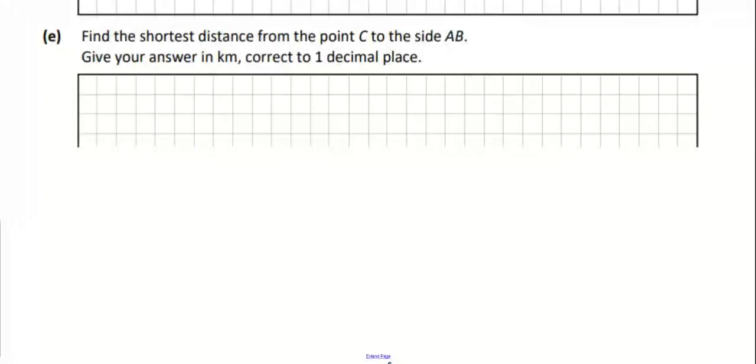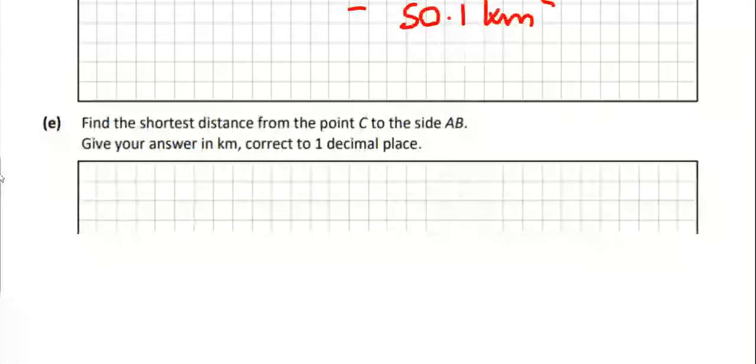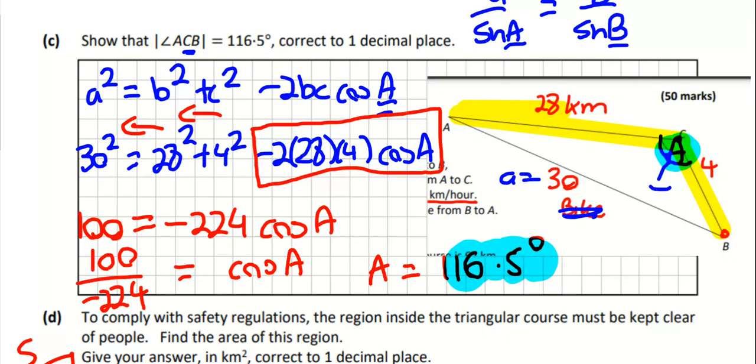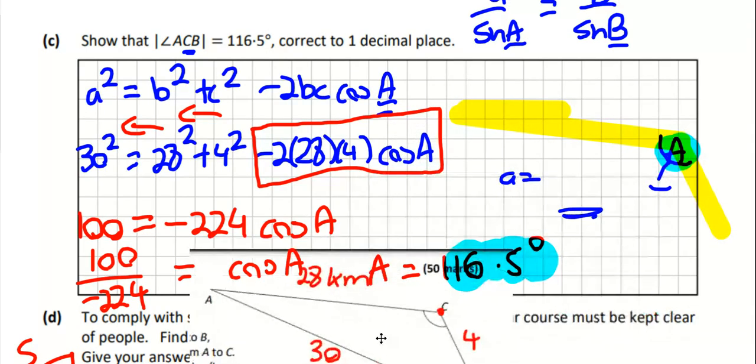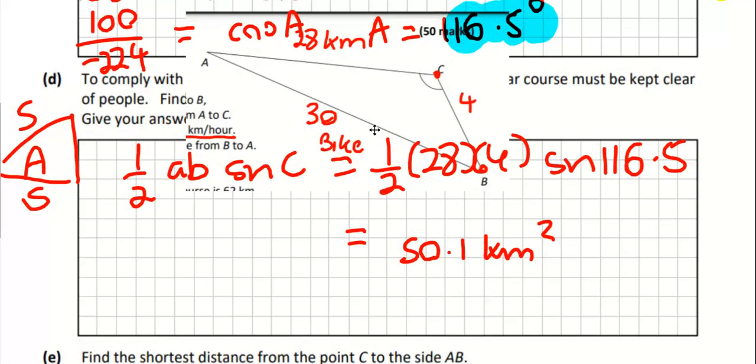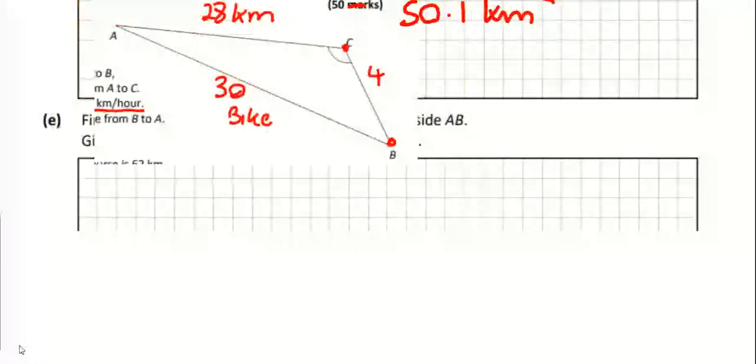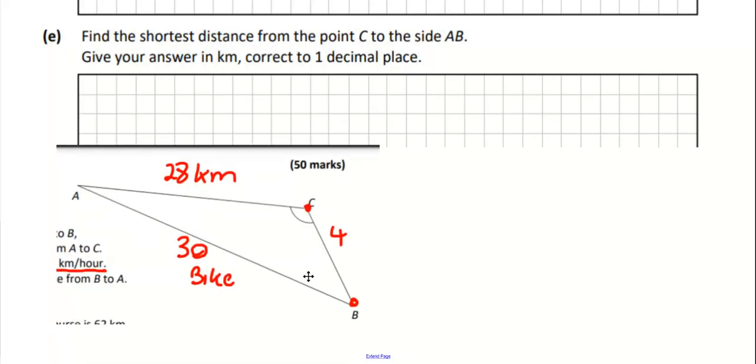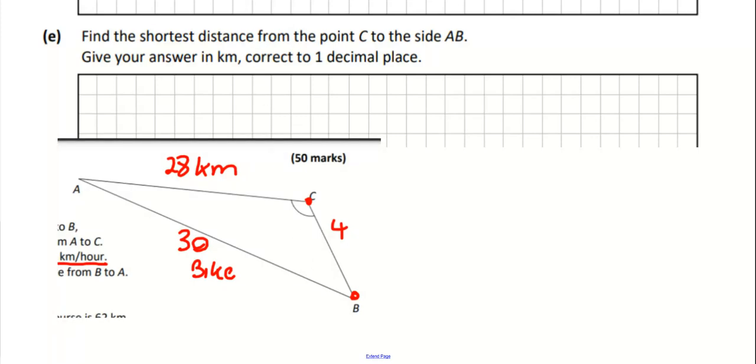Now, find the shortest distance from the point C to the side AB. Give your answer in kilometers, correct to one decimal place. This is like the second year in a row they've been very keen on this type of question. So I'm going to drag this down from earlier. Just going to grab my picture from earlier and bring it down, and I'll show you the trick to keep using. They've been very keen to use this half base by perpendicular height, last two in 2021 and in 2022. So the point C to the side AB, the closest distance is the perpendicular distance.